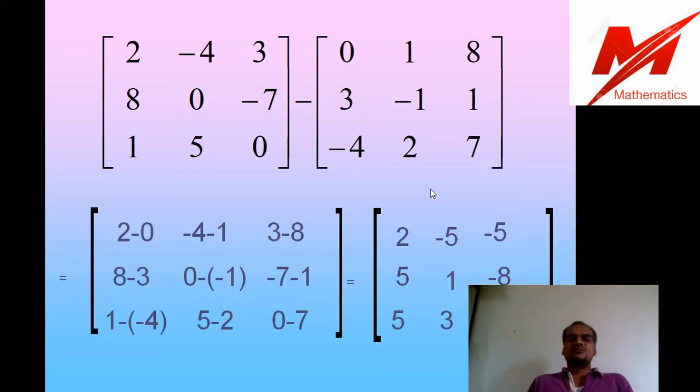This is the subtraction of the matrix. This is the resultant matrix. So that is the subtraction of two matrices.